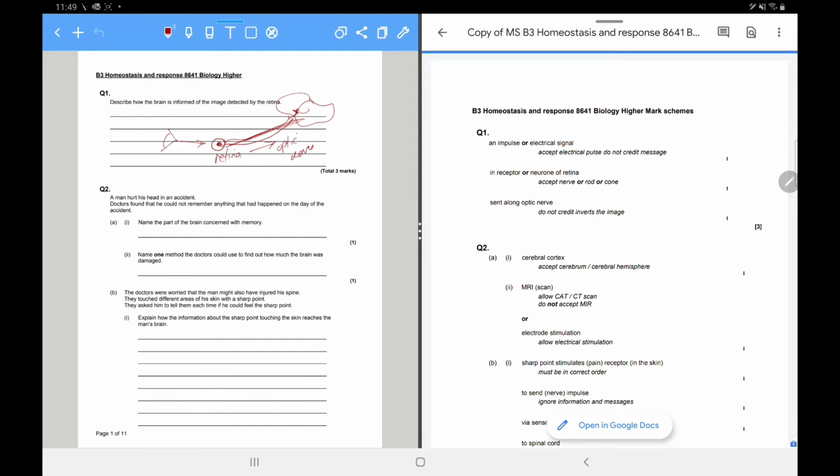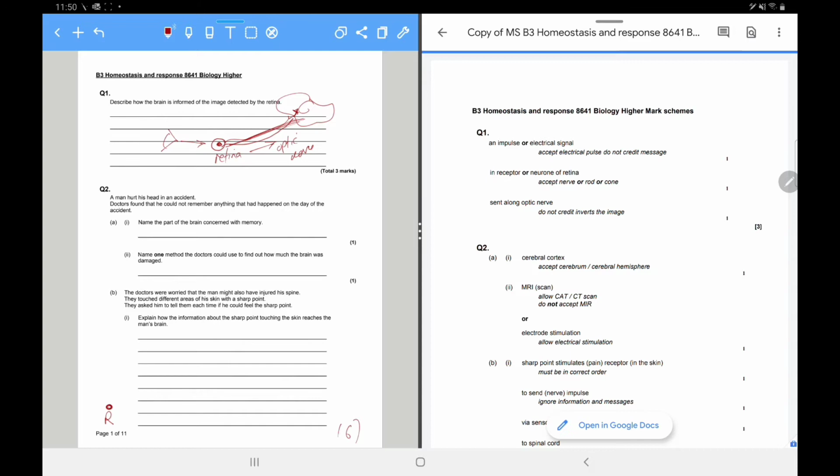So B, the doctors were worried that the man might also have injured his spine. They touched different areas of his skin with a sharp point. They asked him to tell them each time he could feel the sharp point. Explain how the information about the sharp point touching the skin reaches the man's brain. So what we're talking about here is receptor and our overall process. The one thing I would say about this is this is 6 marks. So I'm automatically thinking I'm really going to have to pack this with keywords and detail.